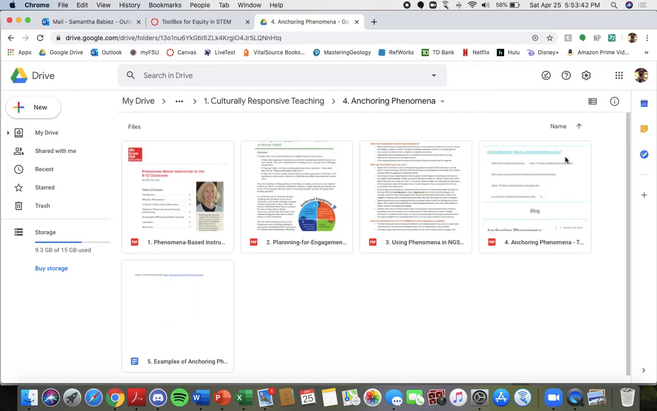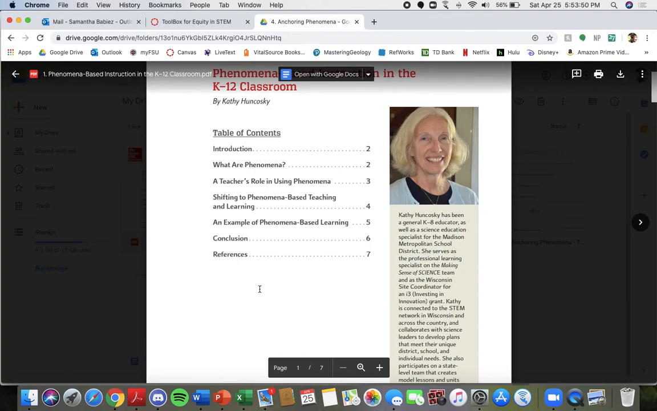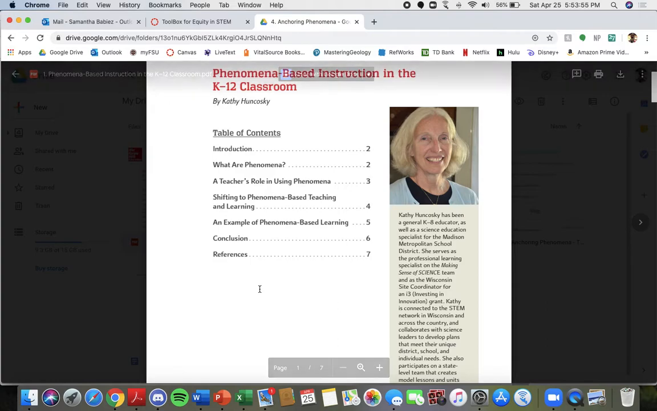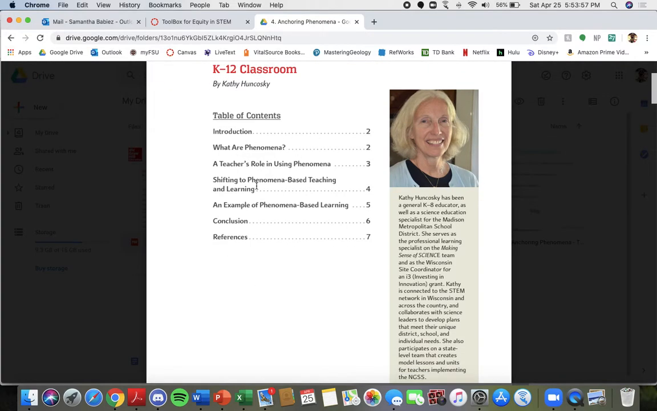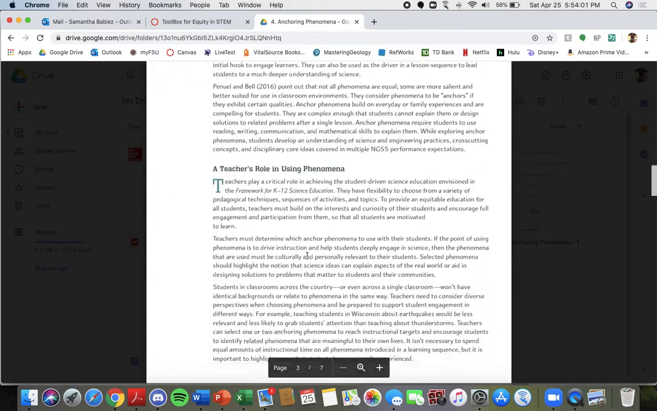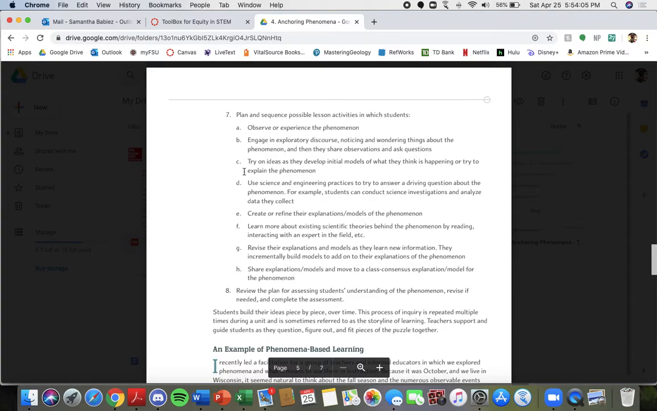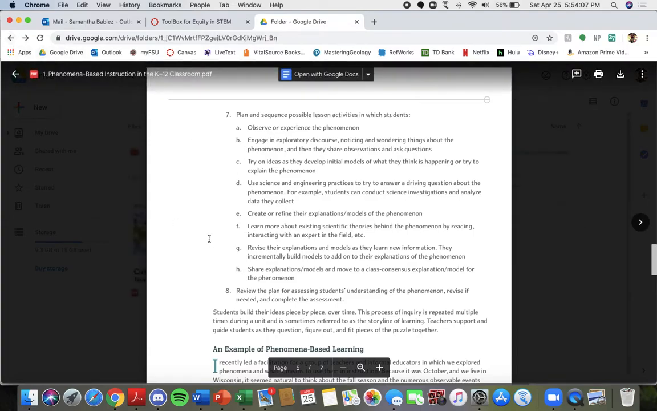So my anchoring phenomena folder, very quickly, we've got the phenomena-based instruction, the McGraw Hill article, and it's great because it's broken down super easily. This was one that I went and found on ProQuest. So it defines your anchoring phenomena, what a teacher should be doing, and it's got a great example of anchoring phenomena as well. So I really like this one. I like the way it's laid out. I think it's super great.